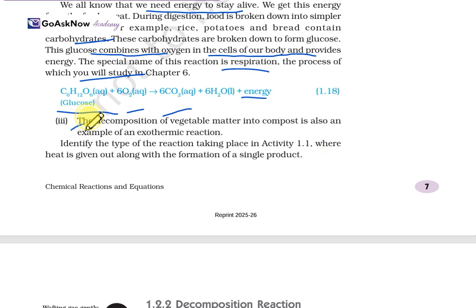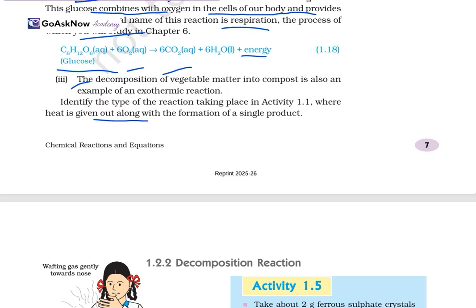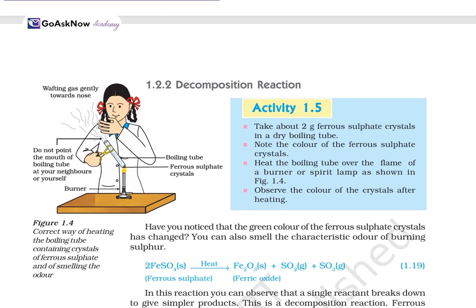Now, the decomposition of vegetable matter into compost is also an example of an exothermic reaction. Identify the type of reaction taking place in the first activity which we did, where heat is given out along with the formation of a single product. As we know, heat was also released. So this was all about the combination reaction.